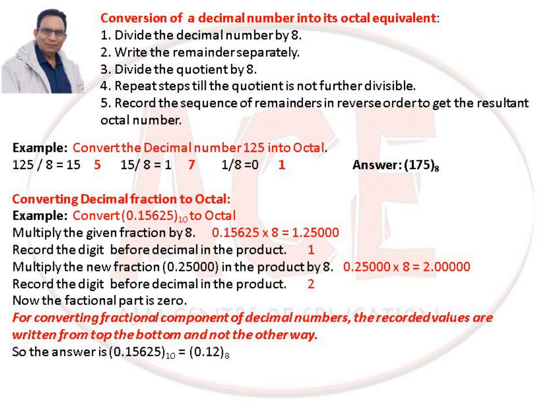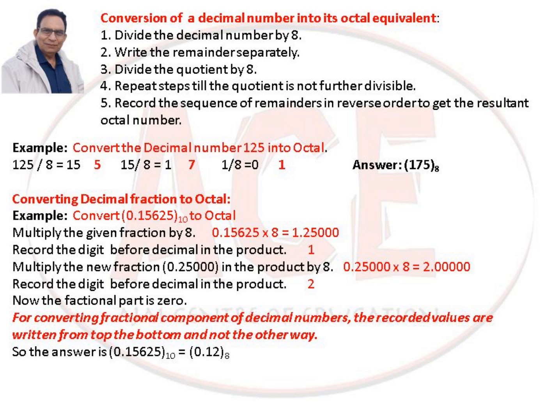Record the digit before the decimal in the product, that is 2. Now the fractional part is 0, we leave it as such. So the answer for this one is 0.15625 base 10 is equal to 0.12 base 8. So the octal equivalent of the given decimal number is 0.12 base 8.